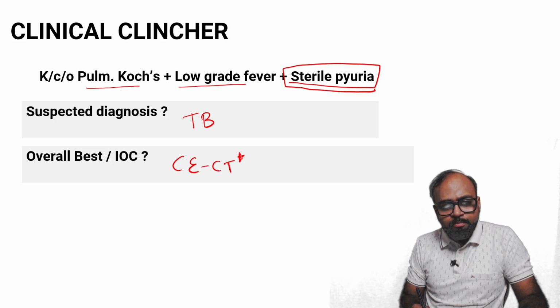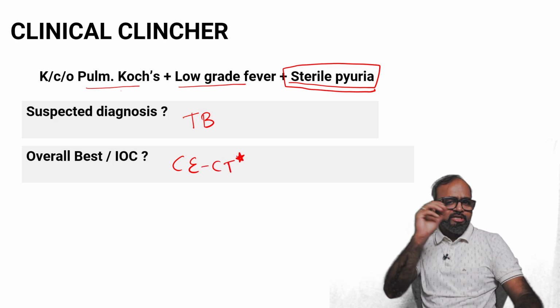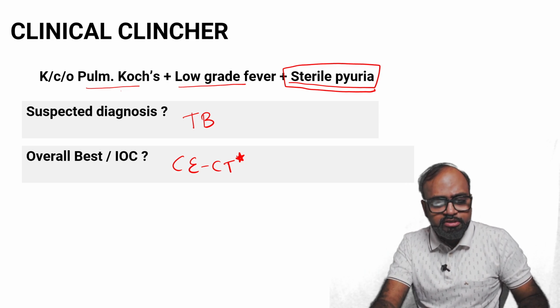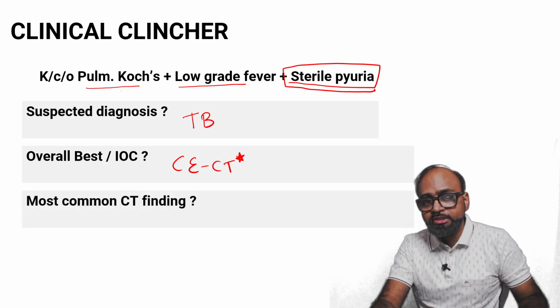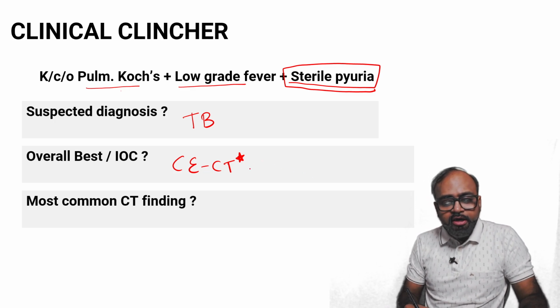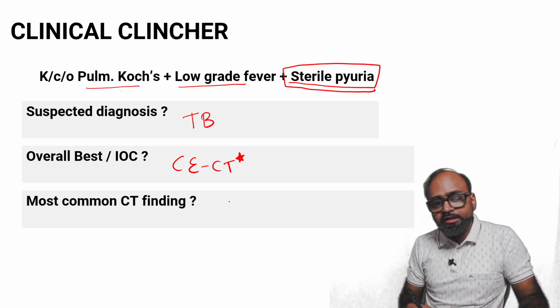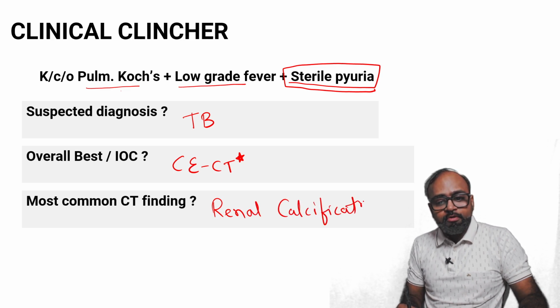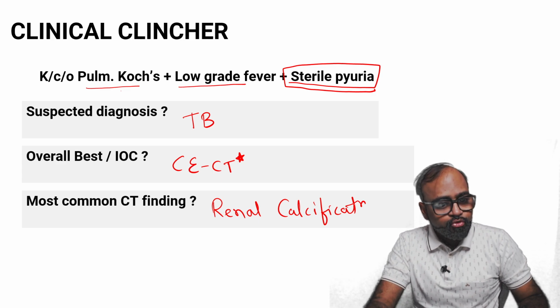There is a star mark that I am going to put here. Remember that star mark says conditions apply. What are those conditions? We are going to discuss that. When you do a CT, what is the most common finding that you find on CT? The most common finding seen in renal TB when you do a CT scan is nothing but renal parenchymal calcification, right?